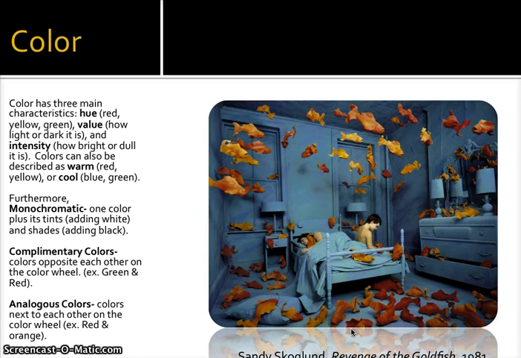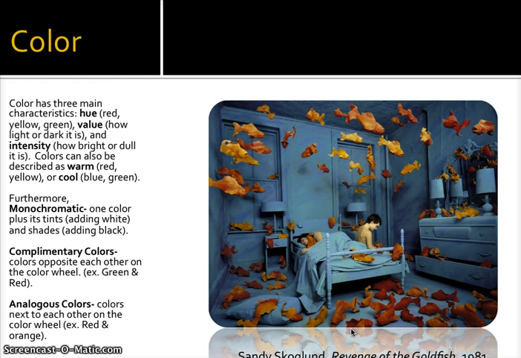Color is the next element of art. Color has three main characteristics: hue, which is the color name, red, yellow, and green; value, which is how light or dark it is; and intensity, how bright or dull it is. Colors can also be described as warm, which would be red or yellow, like a fireplace, or cool, like blue or green. Furthermore, there's monochromatic colors, which is one color plus its tints and shades.